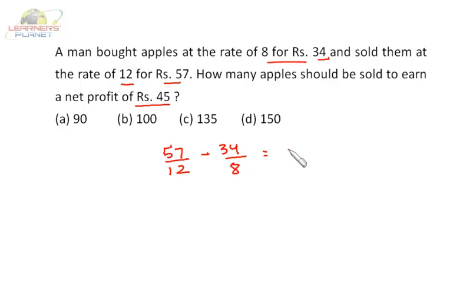Now just solve it. That means half rupees per piece is the profit. So to earn a profit of 45 rupees, the person should sell 90 apples. I hope you are clear.